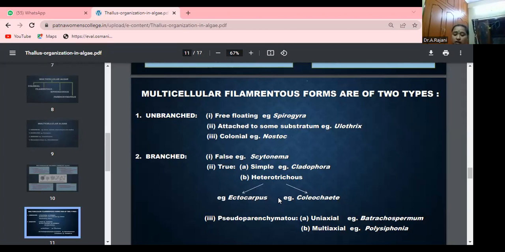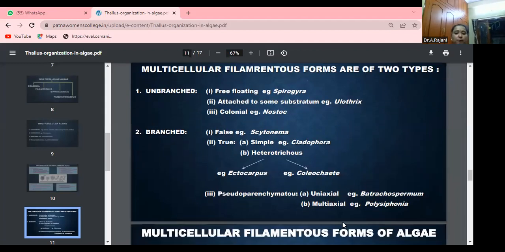You can study it here at degree level. In Ectocarpus, there are two parts: one is the prostrate part, another one is the erect part. Both the erect system and the prostrate system are present in Ectocarpus. Filamentous body, but branches are there. True branch and false branches both are there. Then Coleochaete, and the last one, pseudoparenchymatous branched filament. One is uniaxial, Batrachospermum, and multiaxial, Polysiphonia.